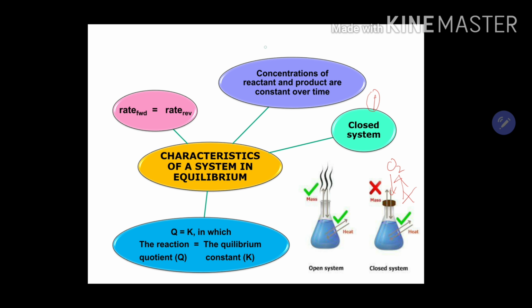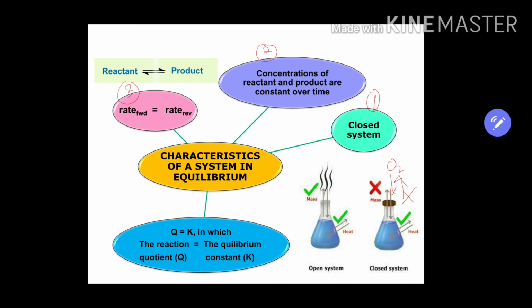The second characteristic is that the concentrations of reactant and product are constant over time. It is related to the third characteristic, where the rate of the forward reaction is equal to the rate of the reverse reaction, because the reaction rate depends on concentration.